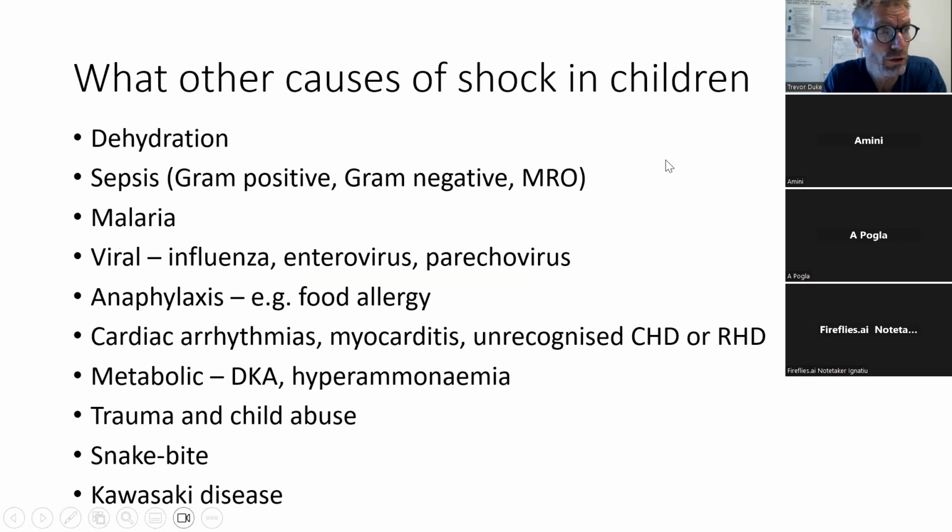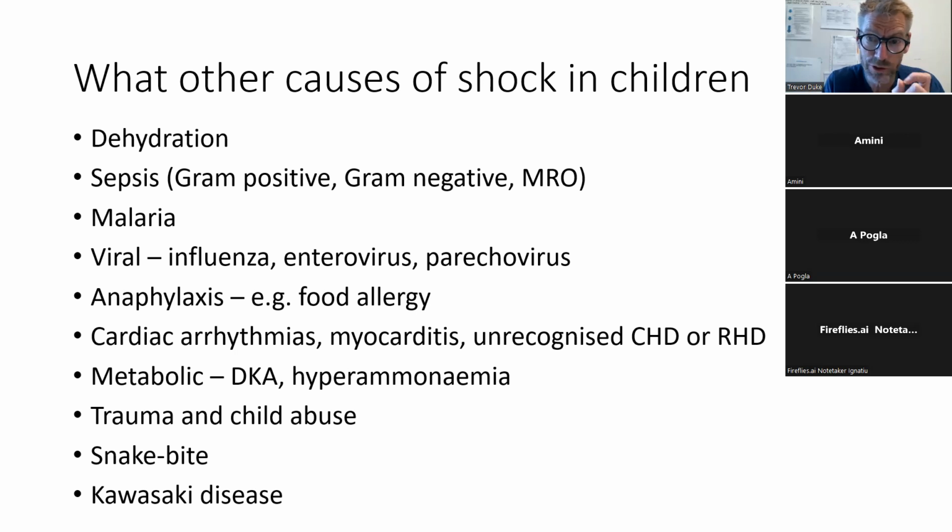And I think it's while you're giving that first lot of fluid, then think to yourself, well, what are the other causes of shock in children? What do we need to exclude? Now, of course, the most common cause of shock, I've listed the common causes up the top. Dehydration, severe dehydration, whether it's from gastroenteritis or cholera or severe vomiting, that's a common cause of shock. And the other common cause of shock is sepsis or septic shock.